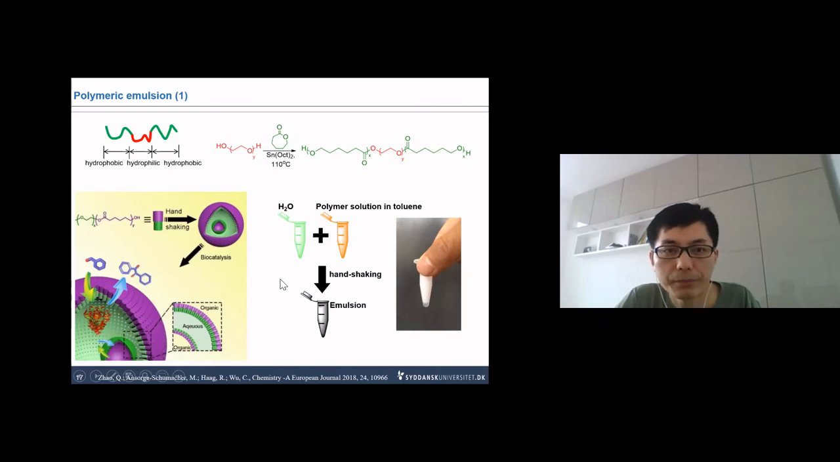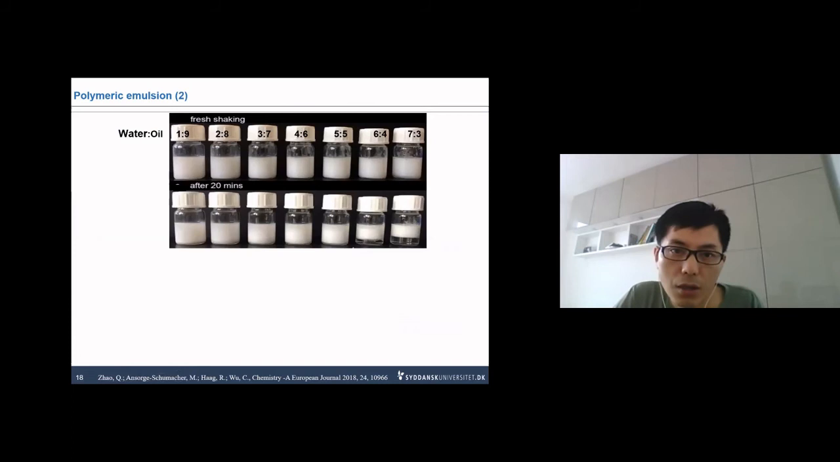So what we have done, of course, we can also try to change a bit of the emulsion preparation. And we actually prepare the emulsion with different water and different oil volumes. For example, here, the ratio ranges from 1:9 to 7:3. And what we see is interesting to us.